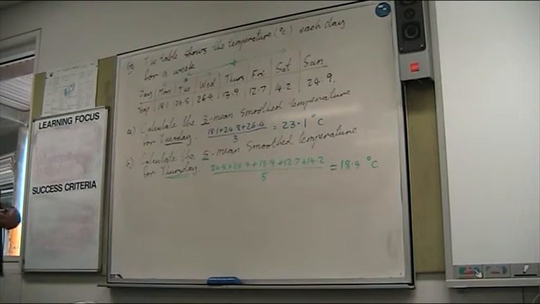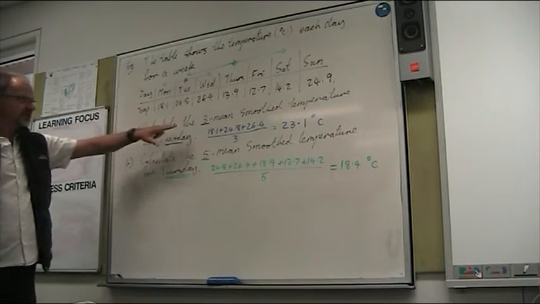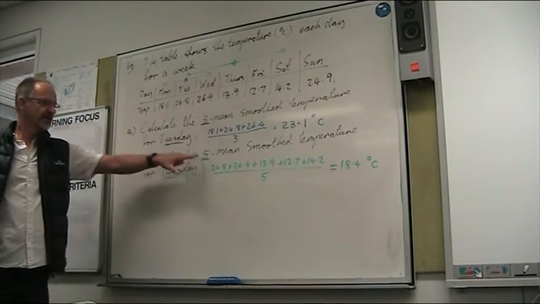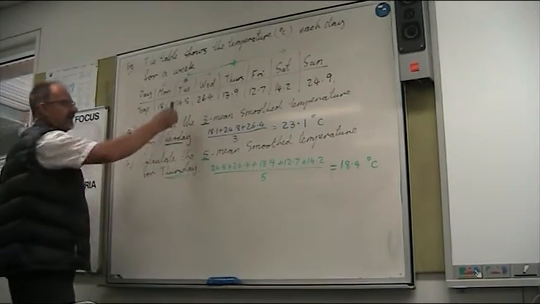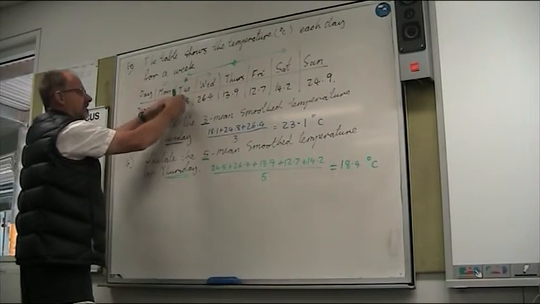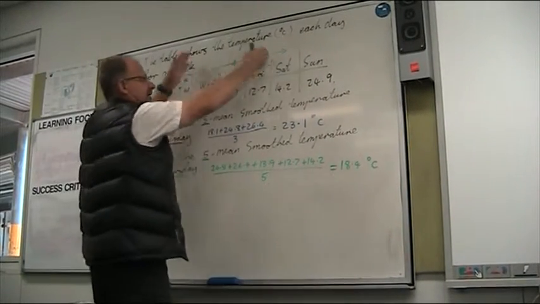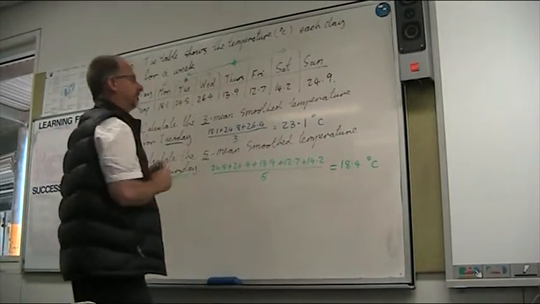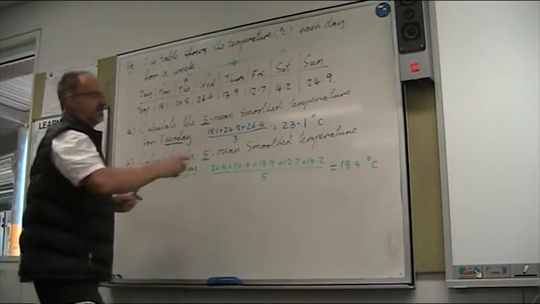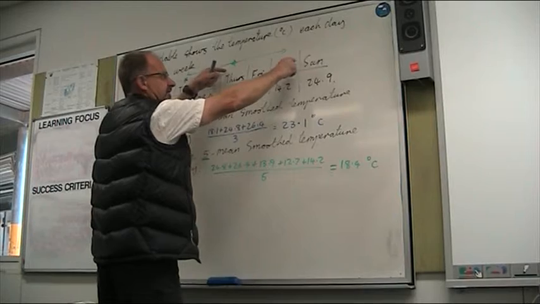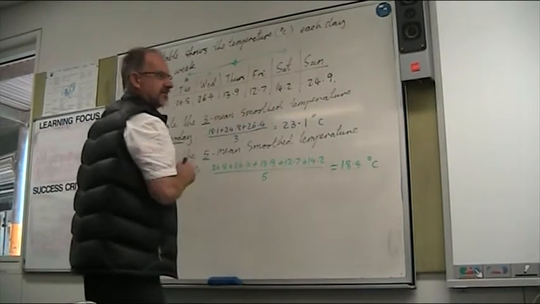So when we're using odd numbers, it's pretty easy. Odd numbers, there's the middle. Again, an odd number, there's the middle. If we were looking at the 3 mean about Friday, odd number, there's the middle, it goes on Friday.